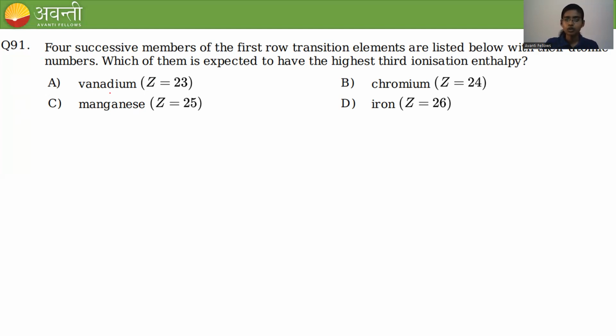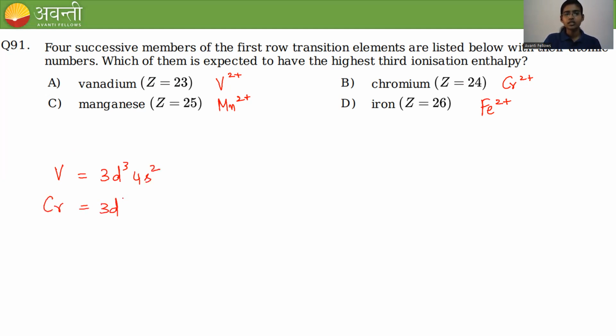So after the removal of the second electron, each species would attain this configuration. Vanadium 2+, chromium will be 2+, manganese also is there in 2+ configuration, iron is also there in 2+ configuration. In this configuration, what is the electronic configuration for each species? So normally the vanadium atomic number is 23. The electronic configuration is 3d3 and 4s. And for chromium it is 24. So it is 3d5 and 4s. This is the exception, right?